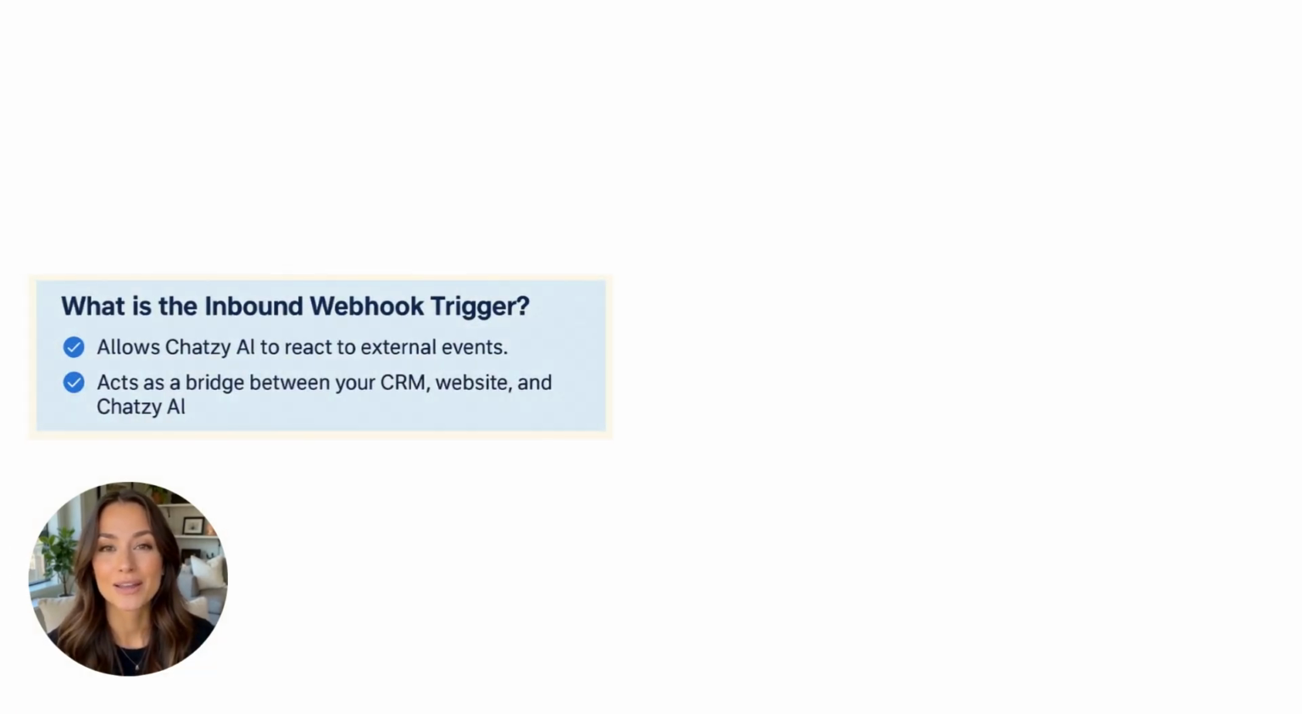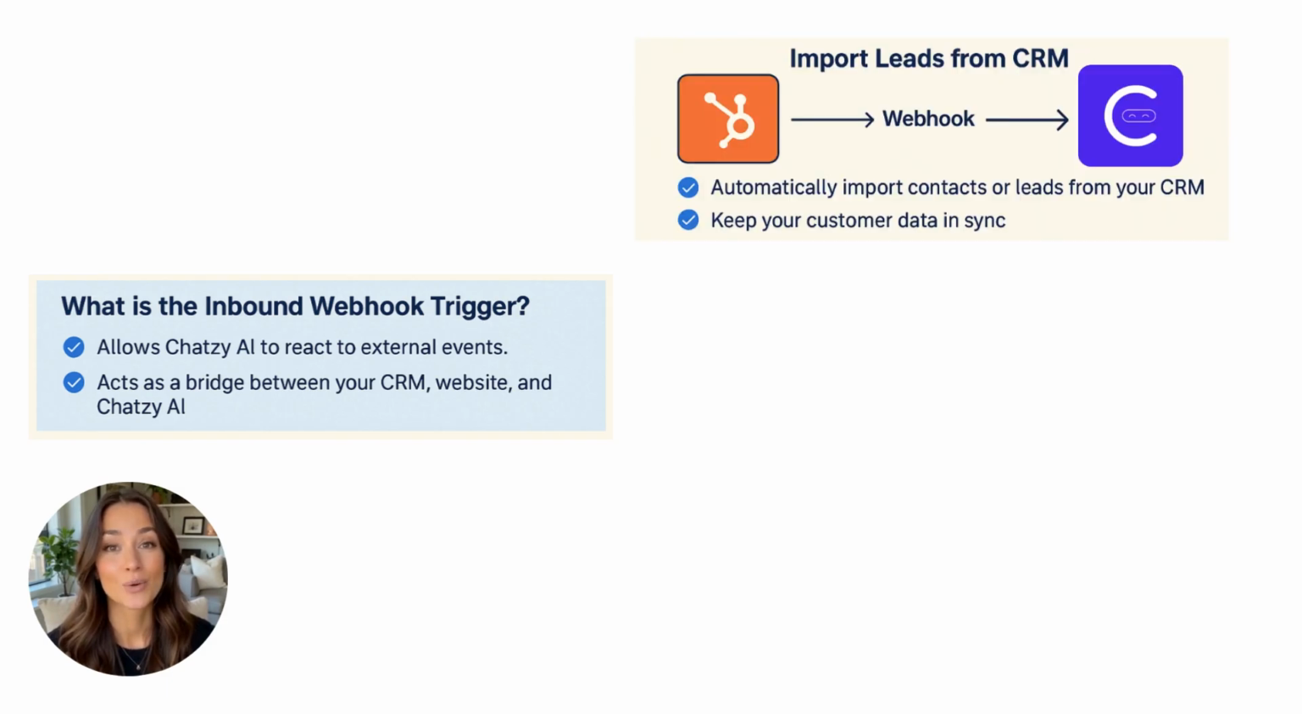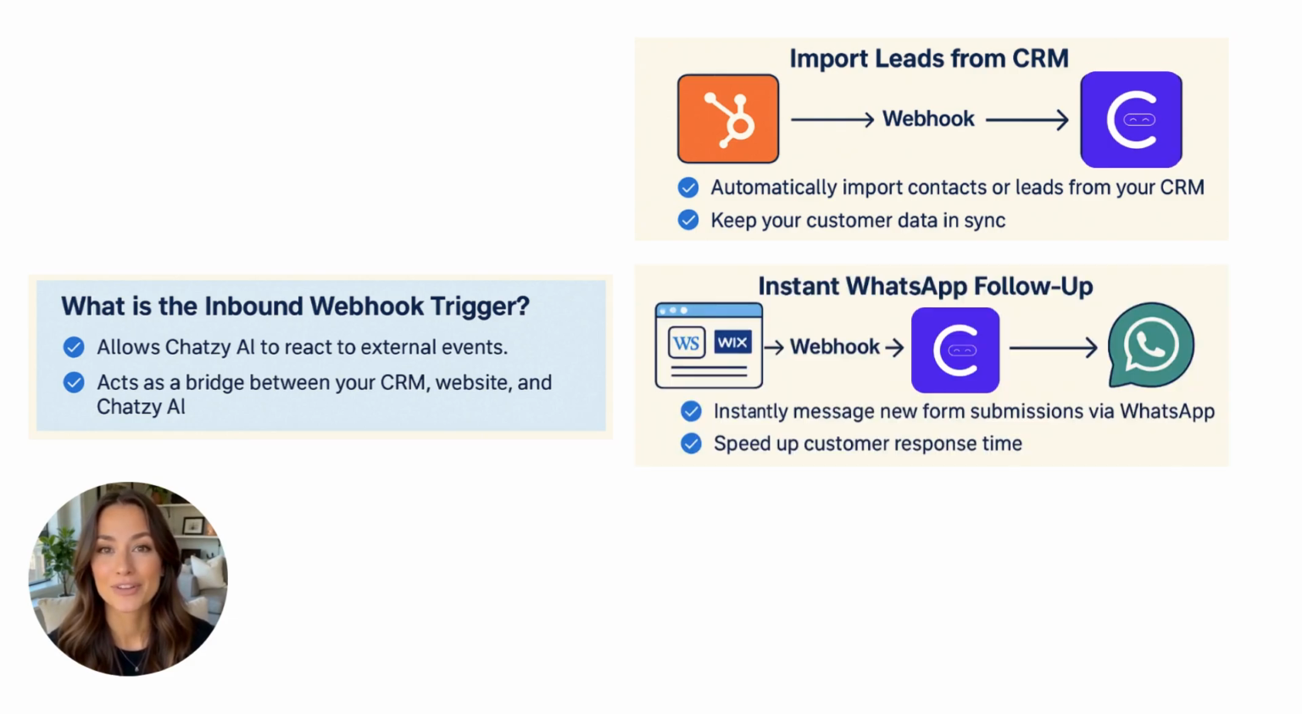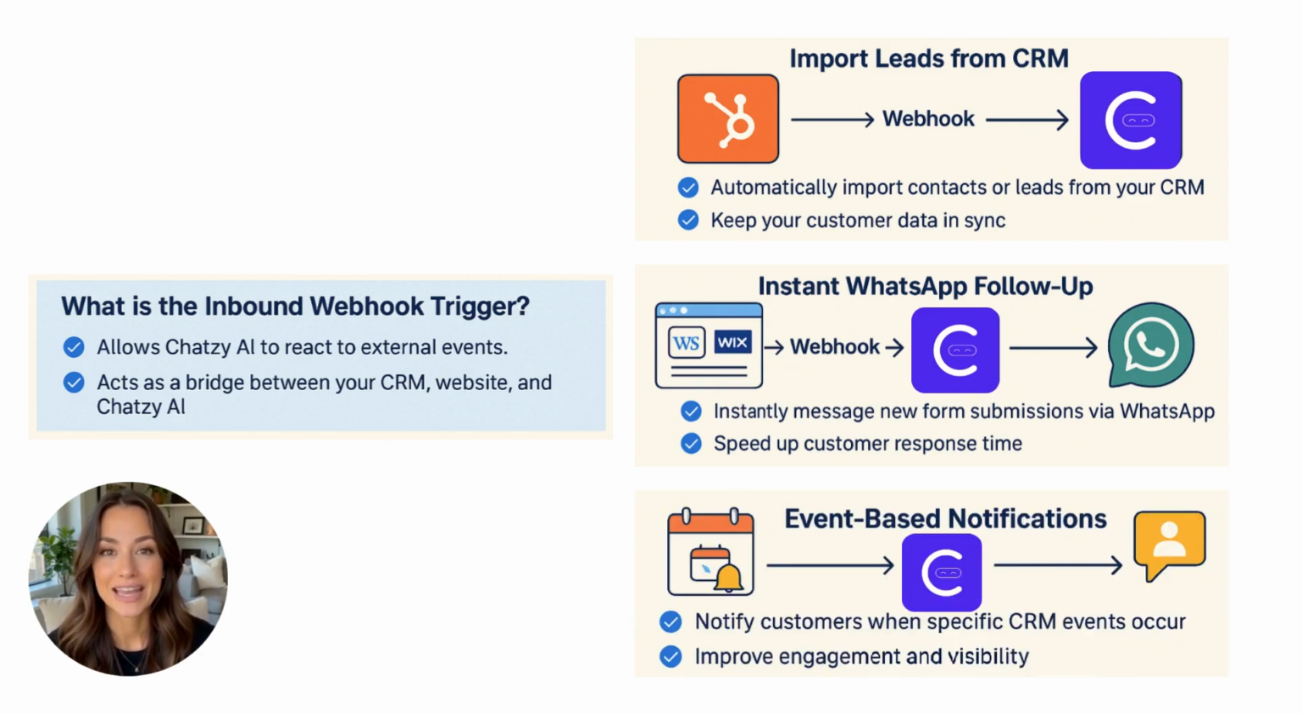Using this trigger, you can automate things like importing contacts or leads from your CRM into Chatzy AI. For example, if someone fills out a form on your WordPress or Wix website and you want to instantly send them a WhatsApp message, you can set that up using the Inbound Webhook Trigger. You can also use it to send notifications to your customers whenever a specific event happens in your CRM. Essentially, if there's any automation where Chatzy AI needs to react to something happening outside of it, this trigger is the way to go. Here's how to set it up.